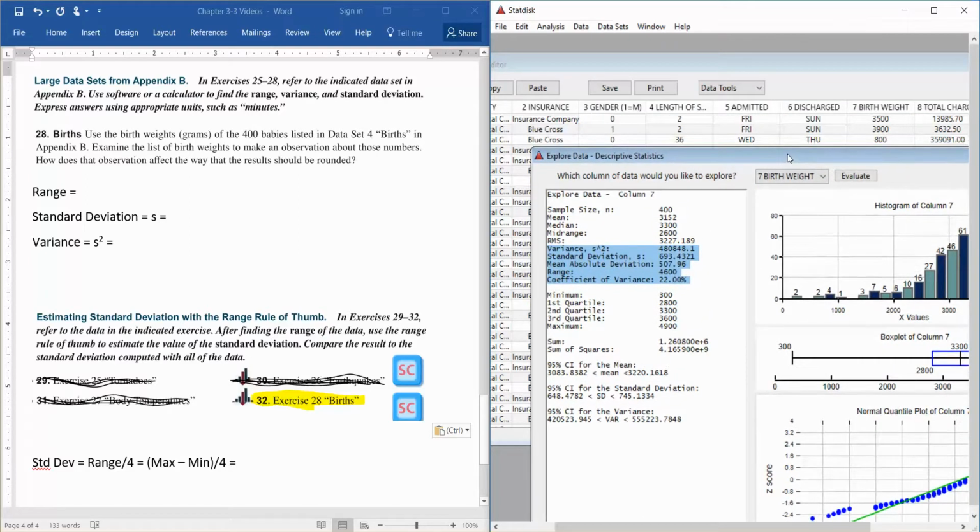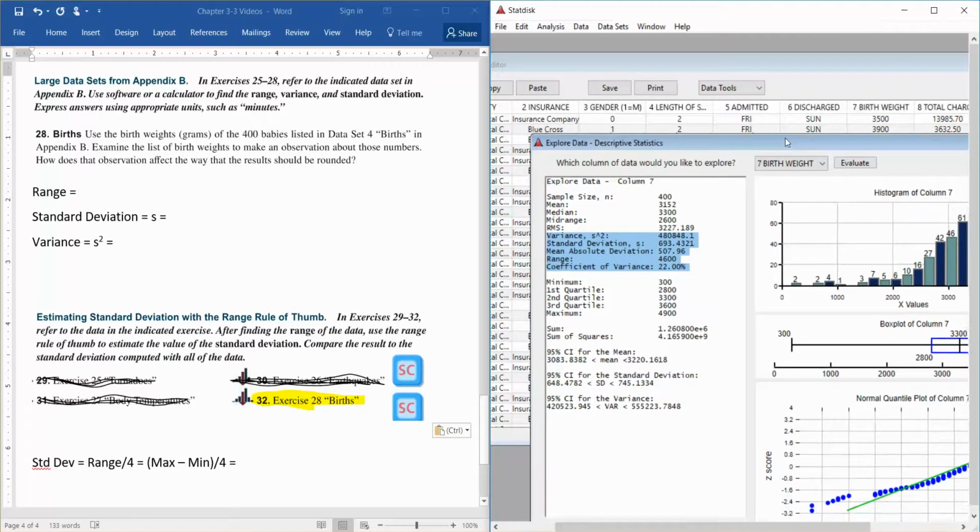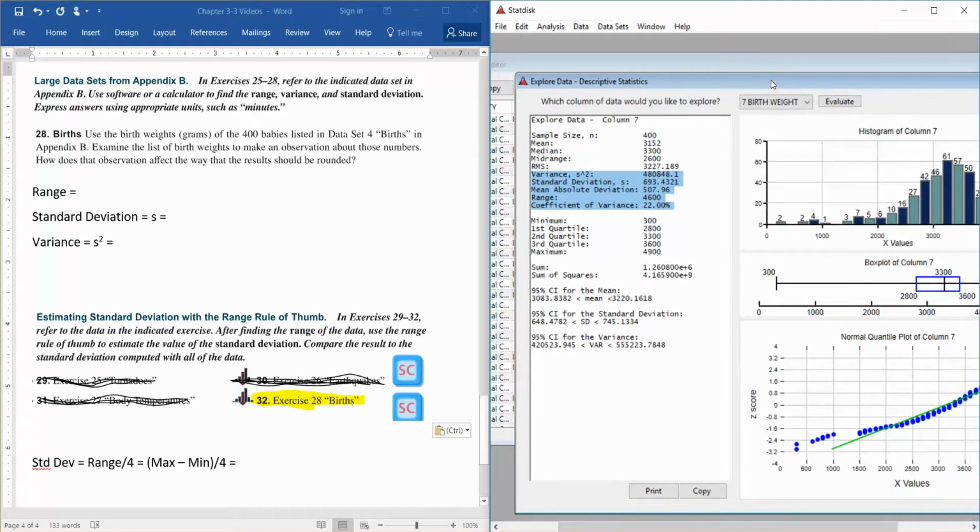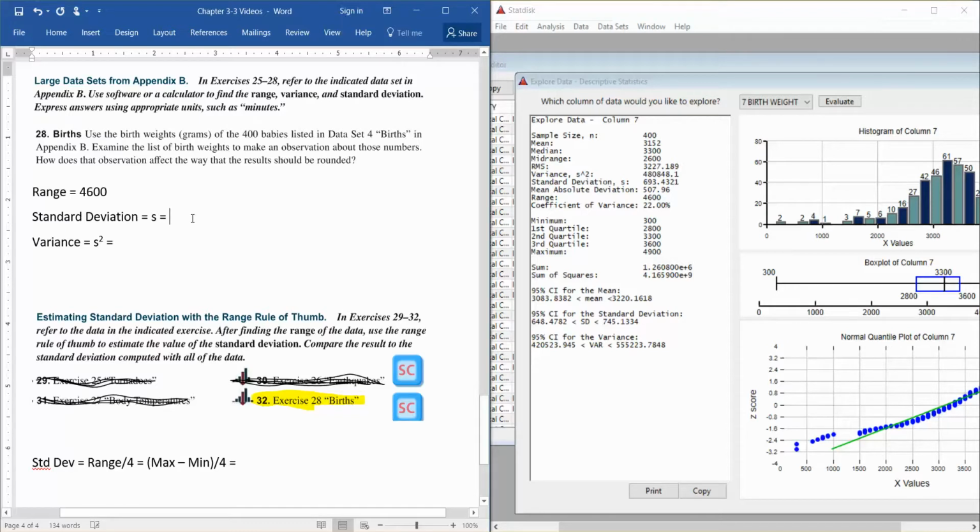Taking a first glance at the birth weights, they're all whole numbers. So when we round off, we're going to go out 1 decimal place. For range, we have 4,600. For standard deviation, we have 693.4. And for variance, we have 480848.1. Now, we should be listing the appropriate units.